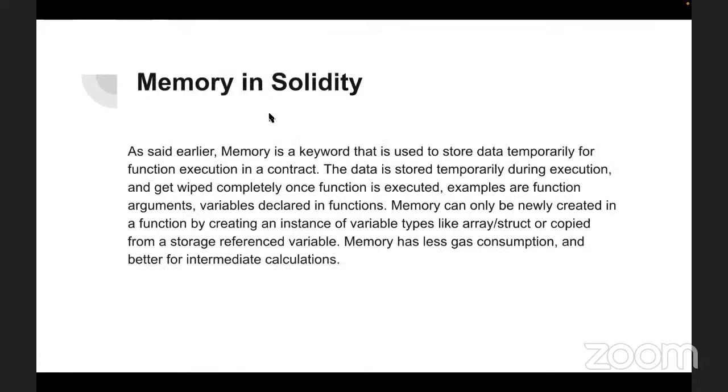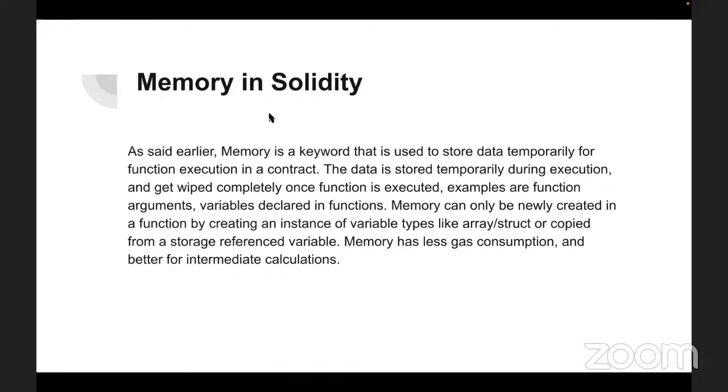So memory in Solidity, as said earlier, is a keyword that is used to store data temporarily for function execution in a contract. The data is stored temporarily during execution and gets wiped completely once the function is executed. Examples are function arguments and variables declared in functions. Memory can only be newly created in a function by creating an instance of variable types like array or struct, or copied from a storage reference variable.